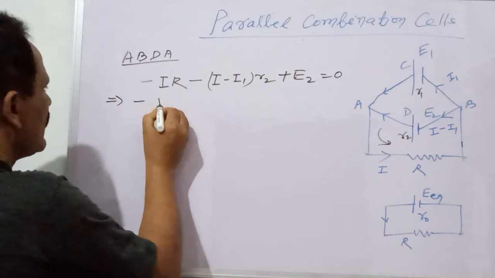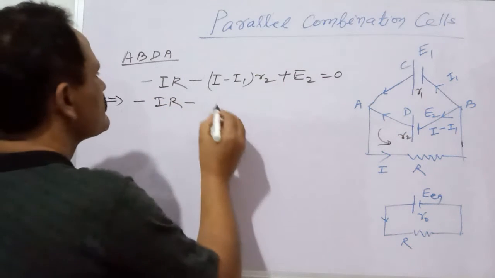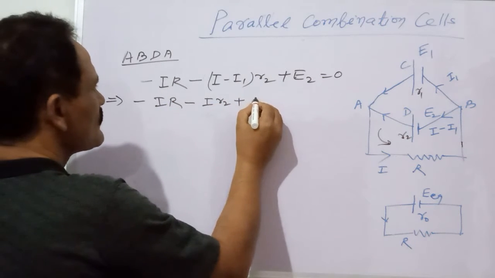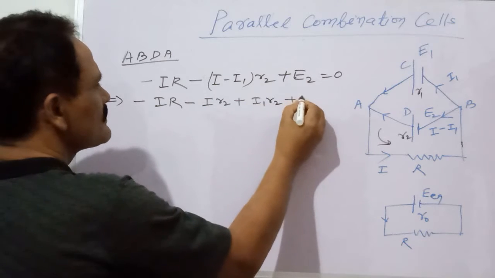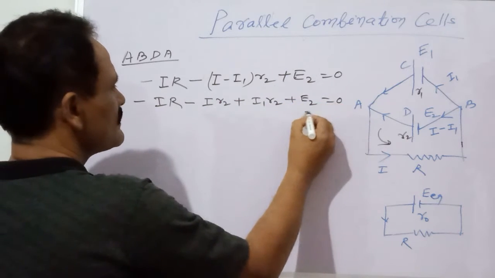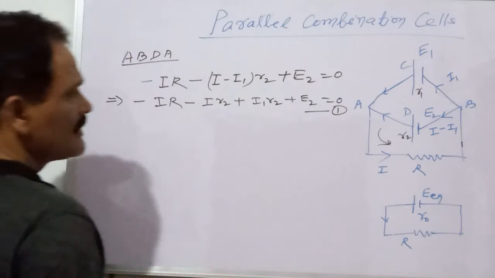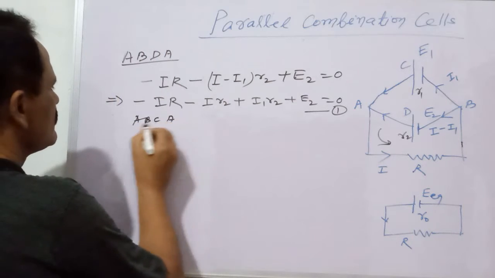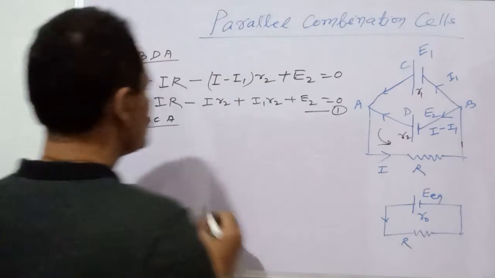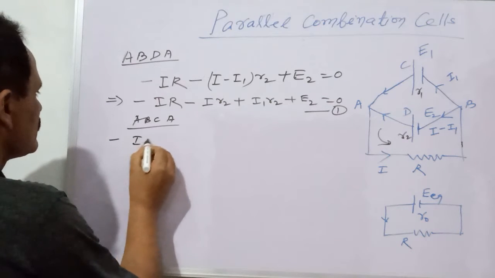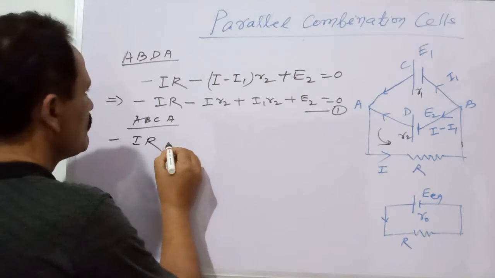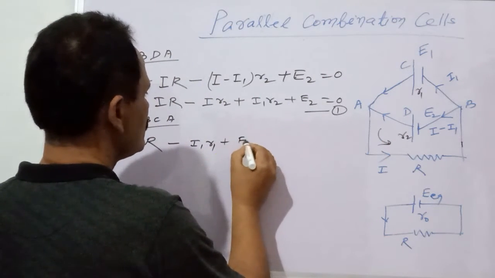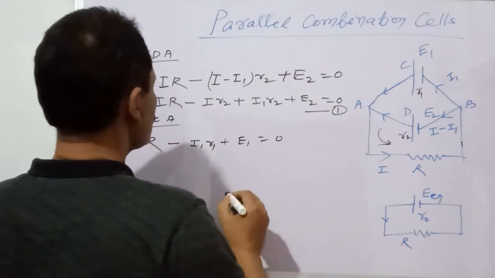and hence it is IR minus IR2 plus I1 R2 plus E2 is equal to 0. This is equation 1. Now taking another loop, that is A B C A, again the change is IR minus I1 R1 plus E1 is equal to 0. This is equation 2.